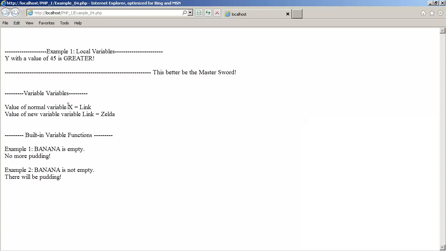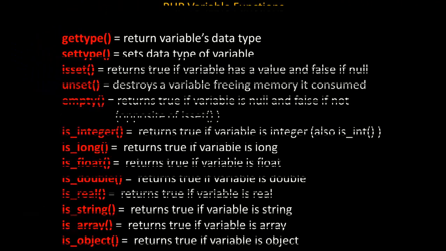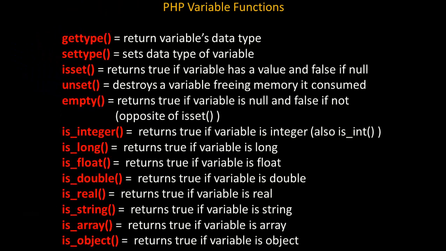So value of normal variable x is link, value of new variable link, which was created from the value of the previous variable, the normal variable, is Zelda. There is a whole plethora of methods and functions that go with PHP variables. Now, we don't have time to get into all of them right now. This is just the basics, remember? But I'm going to list a few of them here, and we'll go deeper into them as they apply later in other videos. So let's take a brief look at just some of these.